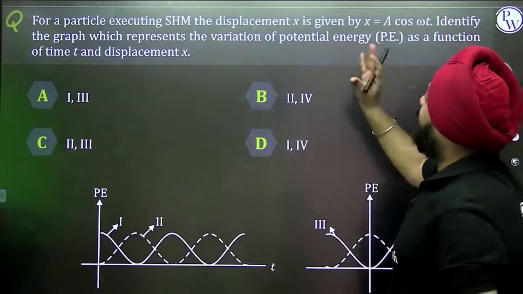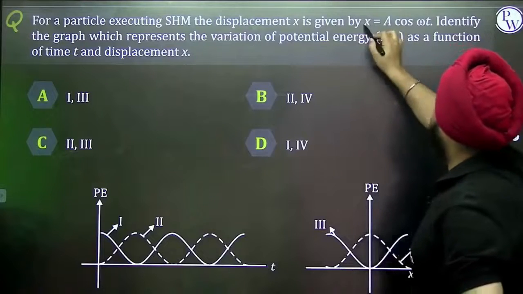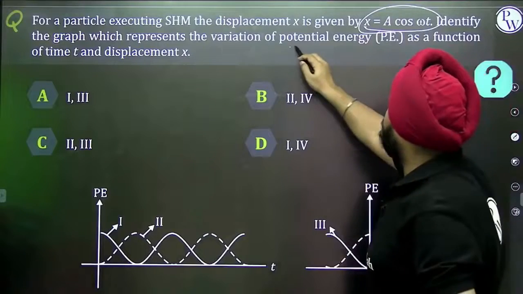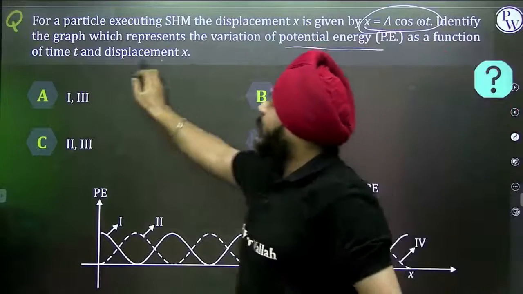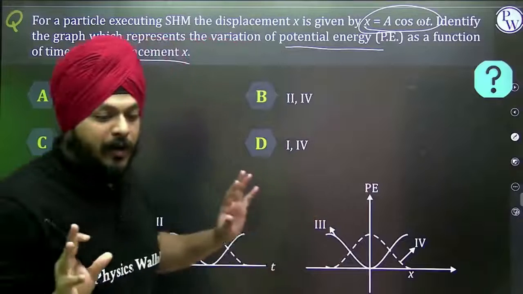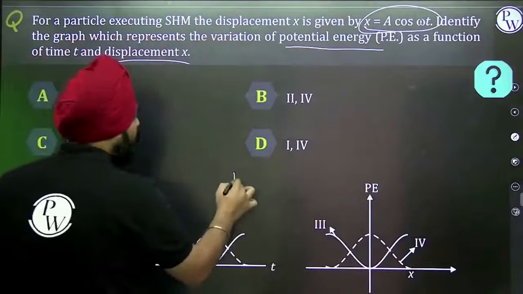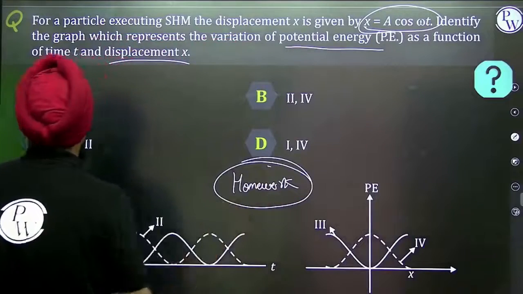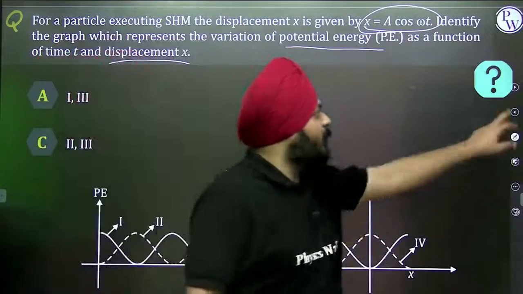For a particle executing SHM, the displacement x is given by this equation. Identify the graph which represents the variation of potential energy as a function. So that you are all aware of, and this you can do. This question is homework from my side. You can answer this question beneath the video.